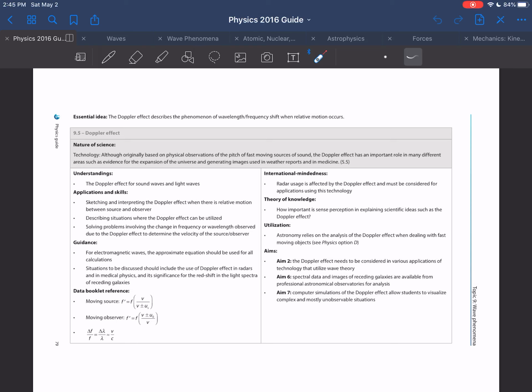Hello everyone. In this video, we will begin to examine topic 9.5, the Doppler effect. In particular, we will examine the Doppler effect for sound waves and light waves, sketching and interpreting the Doppler effect when there is relative motion between the source and the observer, describing situations where the Doppler effect can be utilized, and solving problems involving the change in frequency or wavelength observed due to the Doppler effect to determine the velocity of the source/observer.